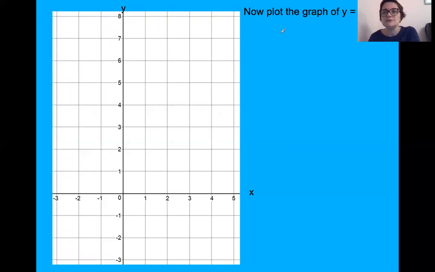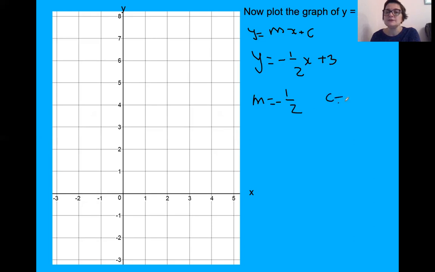y equals 3 minus half x. Now, according to our general formula, which again I'd like to write down, mx plus c, mx is best to stand at the front. So I'm going to rearrange a little bit, just swap the places. So our equation is going to look like this: minus half x plus c, so plus 3. Can you see? Now you can see the gradient and the y-intercept clearly. So gradient is minus 1 over 2 and c equals 3.